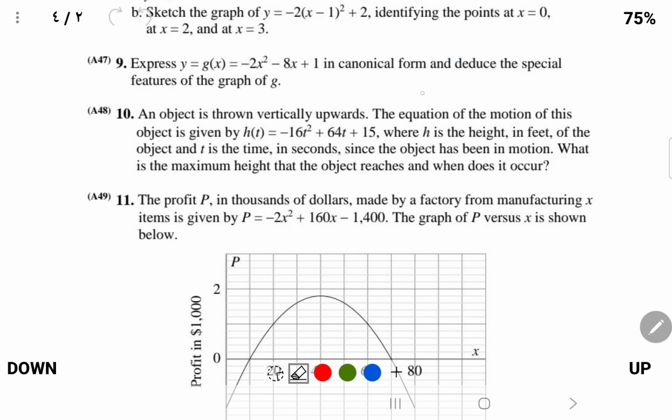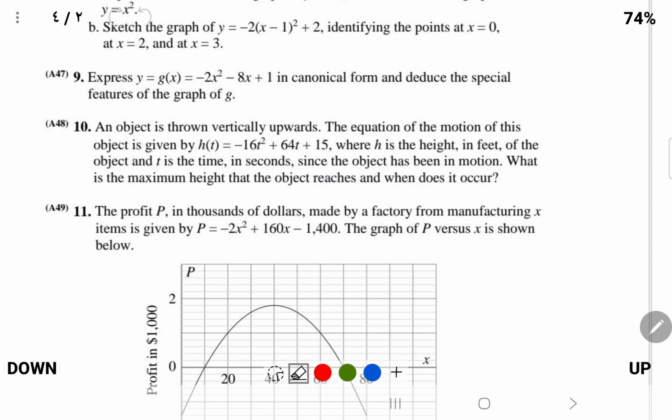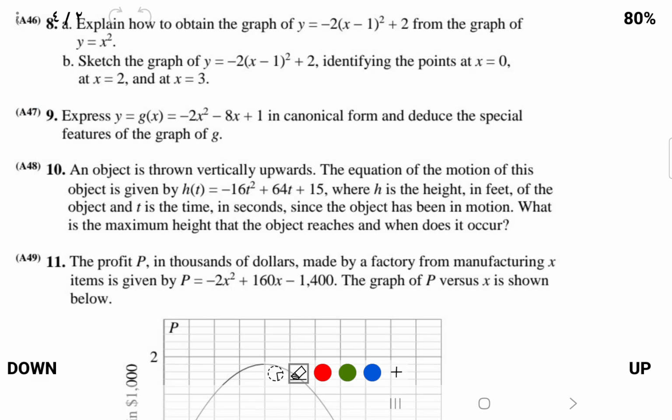Some students ask me about solving questions about canonical form and graphing, like question number 9. So let's solve the question directly. Question number 9: y equals g of x equals negative 2x squared minus 8x plus 1. Express this in canonical form and deduce the special features of the graph of g.